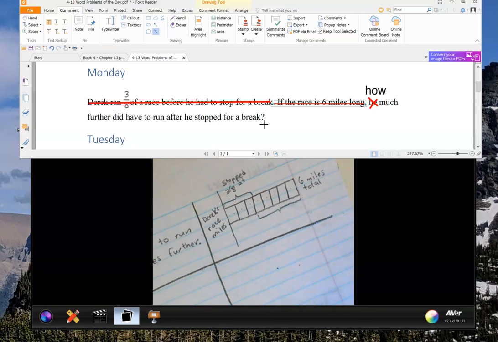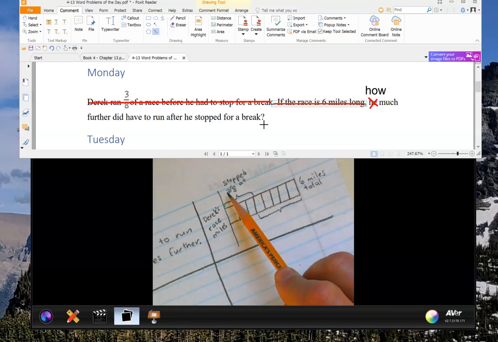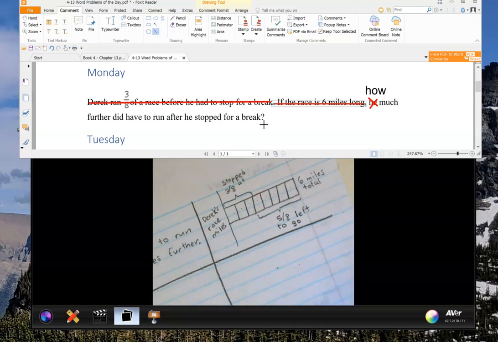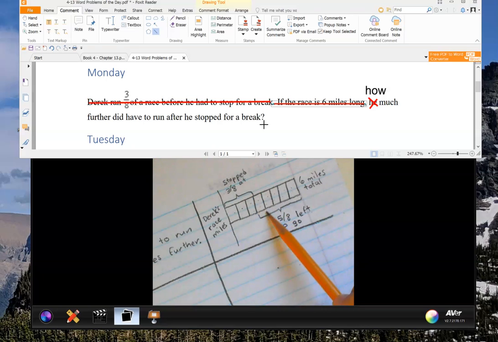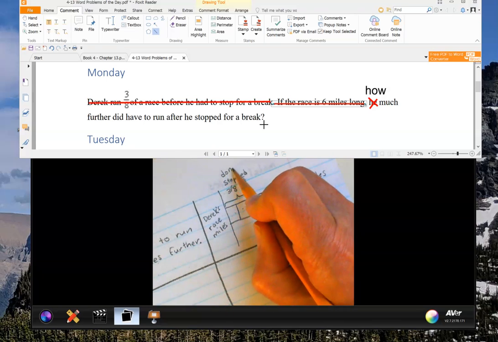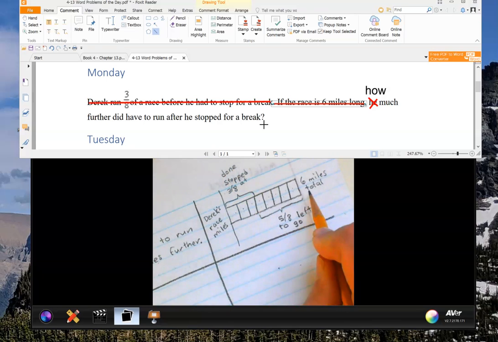Now what I can do is, because this is 3/8, the rest of this was going to be 1, 2, 3, 4, 5. This is 5/8 left to go. So he's got 3/8 that he stopped at. Now he's done with this. So I could say here, this is the done, and this is what he's got left to go.